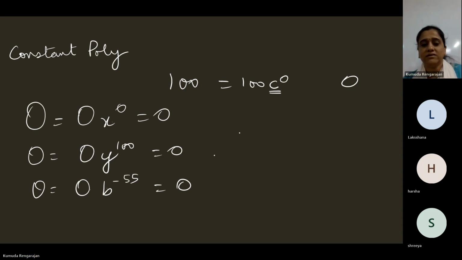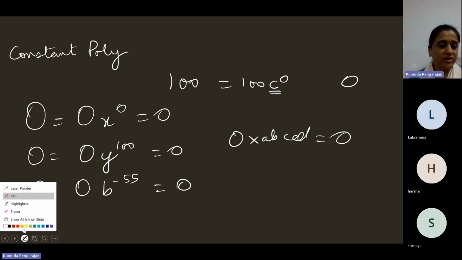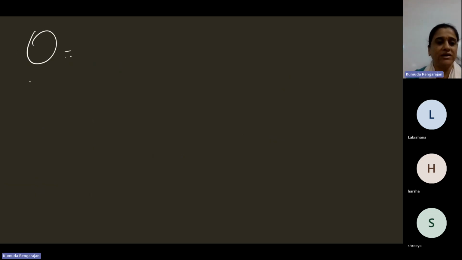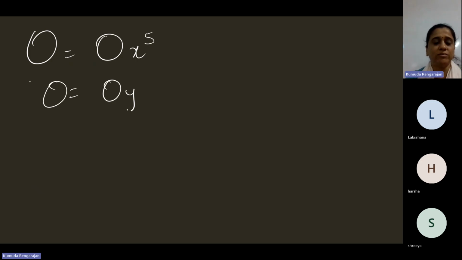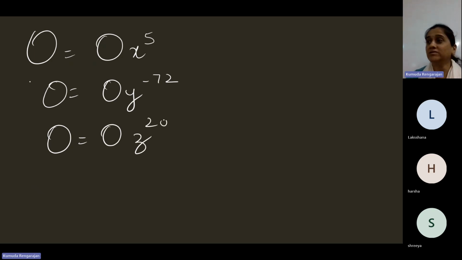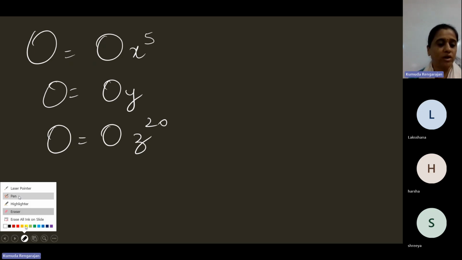0 into ABCD is 0. So you can write 0 in many ways. 0 can be written as 0 x to the power 5. 0 can be written as 0 y to the power minus 72. 0 can be written as 0 z to the power 20. I'll not use a negative power here because we're talking about polynomials.